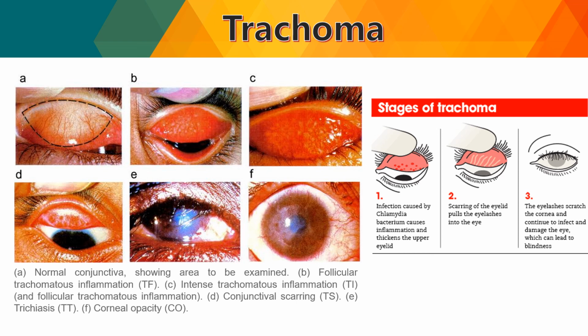Letter A actually shows you the normal conjunctiva showing the area to be examined, but with follicular trachomatous inflammation, that's the example that you see in letter B. And then letter C is the intense trachomatous inflammation. Letter D is the conjunctival scarring. Letter E is trichiasis. And F is already your corneal opacity.